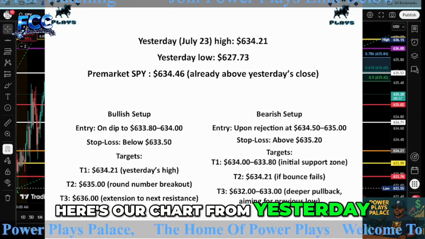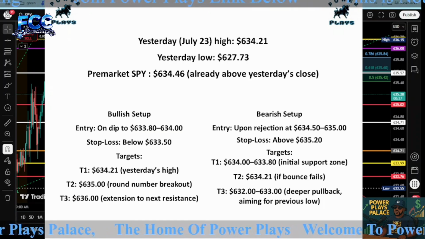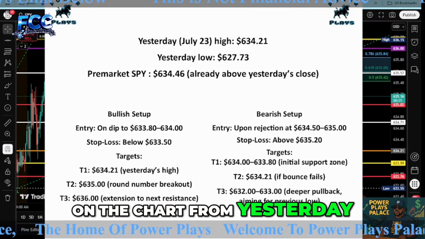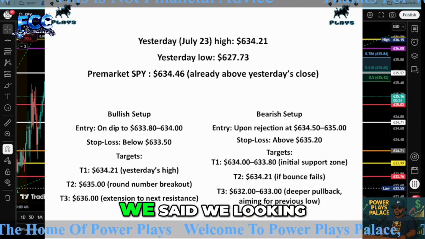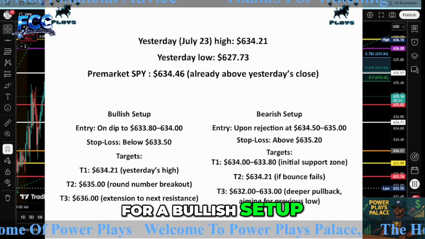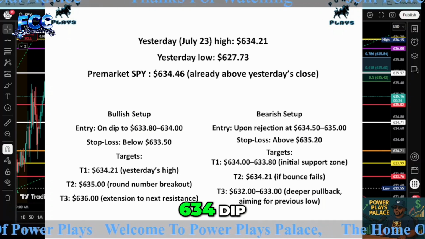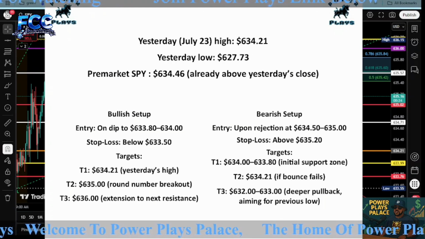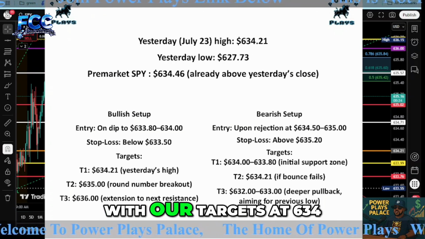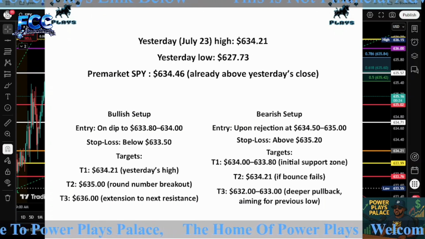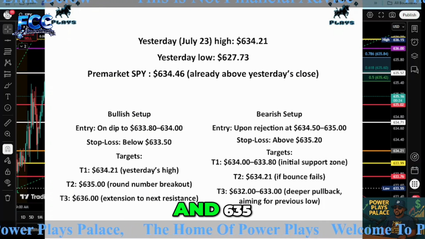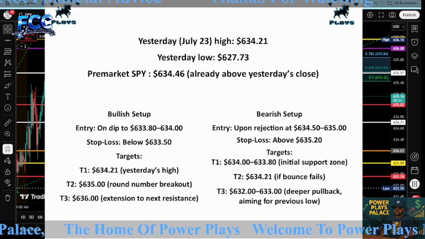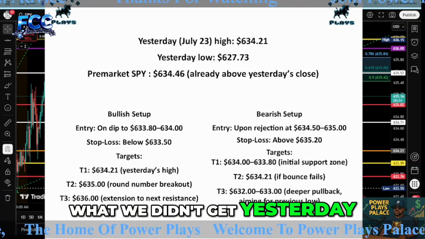Here's our chart from yesterday. As you can see on the chart from yesterday, we said we're looking for a bullish setup around the 634 dip, down, with the stop loss below 399, with our targets at 634, 634.42, and 635, which is another psychological level. But it actually broke through all of that.